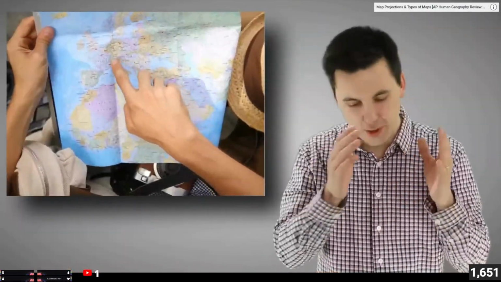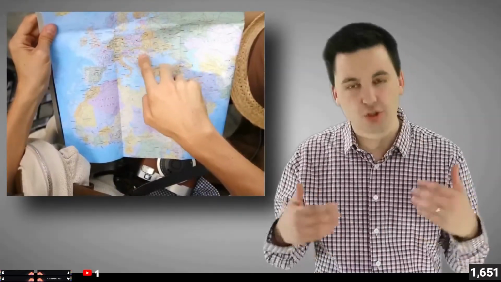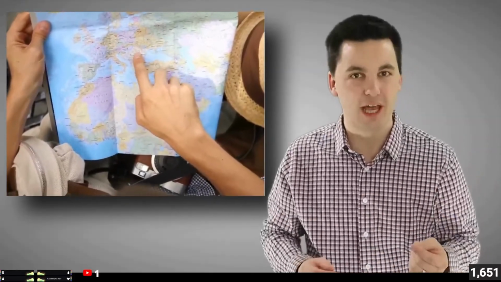The first unit starts off with maps. And we're looking here at thematic maps, reference maps, different map projections. And the important thing here is to make sure you can read maps and analyze them, be able to see different patterns at different scales, and to be able to interpret different types of data.